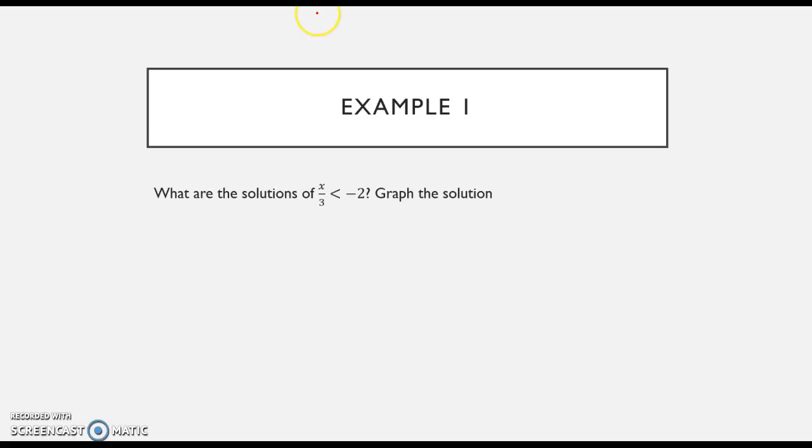All right, so here's our first example. What are the solutions of x divided by 3 is less than negative 2? So here we have x divided by 3 is less than negative 2, and we want to graph the solution. So to get x by itself, I'm going to multiply both sides by 3. So 3 divided by 3 is 1, so we're left with just x is less than, and then negative 2 times 3 is negative 6.